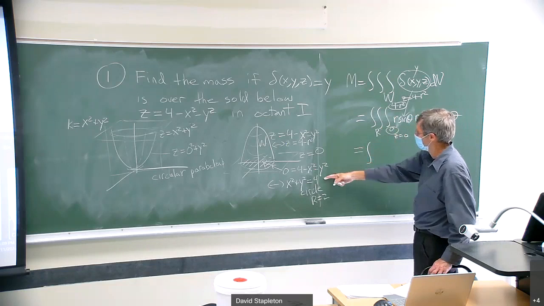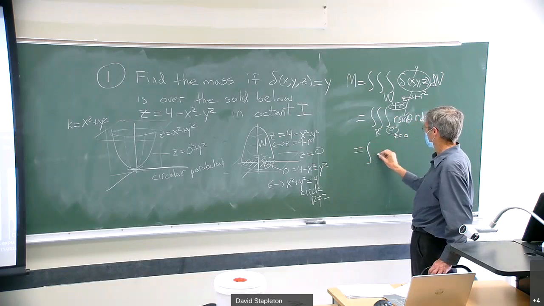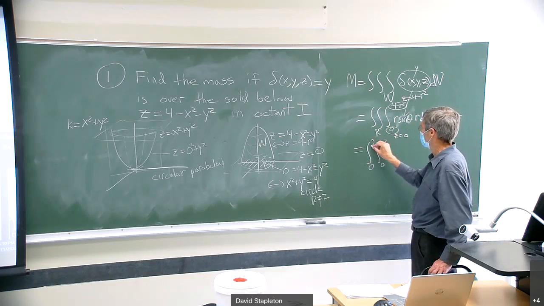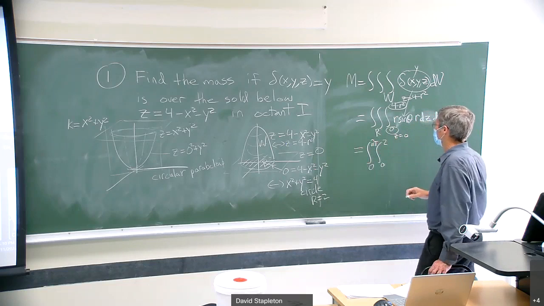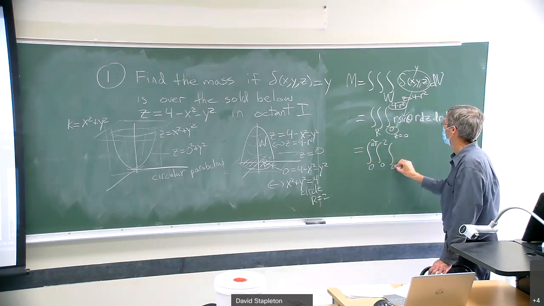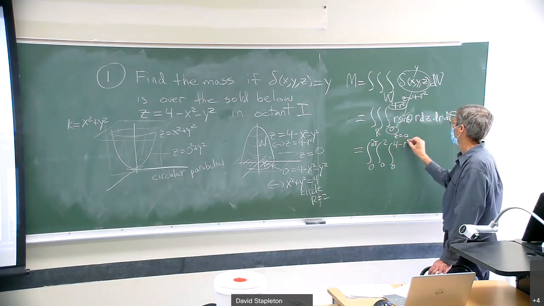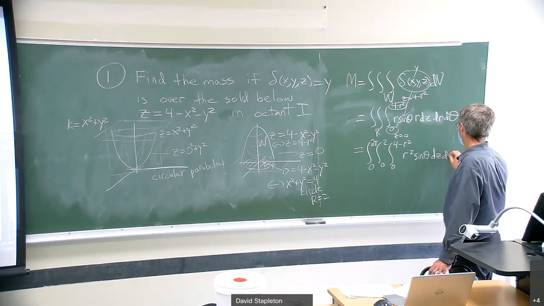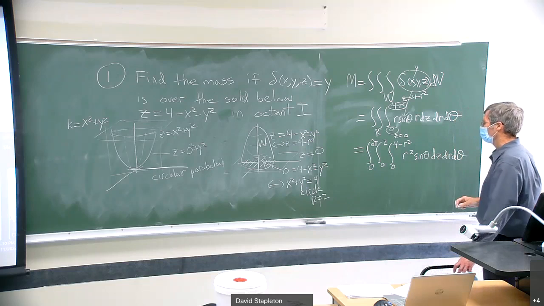Well, the projection is a circle of radius 2 at the origin. So I just have to let the radius go from 0 to 2 and the angle go from 0 to 2 pi. R times R gives R squared. Then we've got sine theta dz dr d theta. So there was the setup.